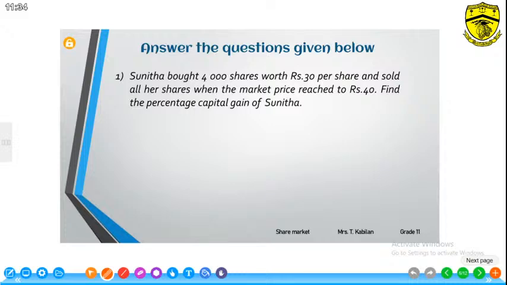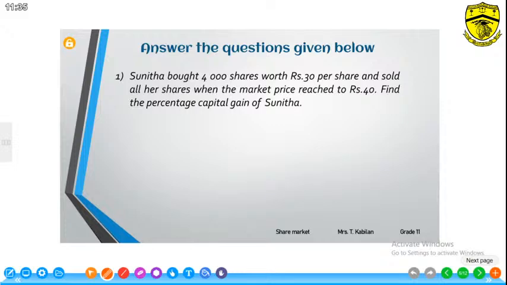Sunita bought 4,000 shares worth rupees 30 per share, and sold all her shares when the market price increased to rupees 40. We need to find the percentage capital gain of Sunita. I can do this in two methods. First method, we find the capital gain through the invested amount and the selling amount. The second method is much easier: we find the percentage of capital gain through the capital gain per share.